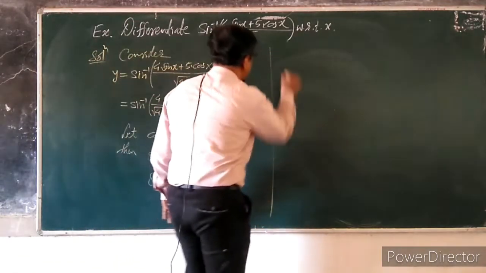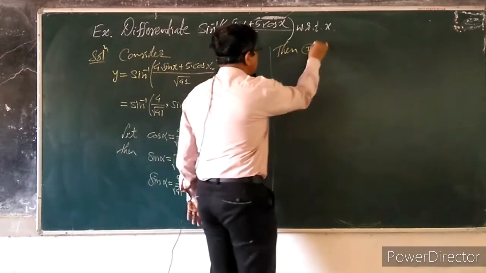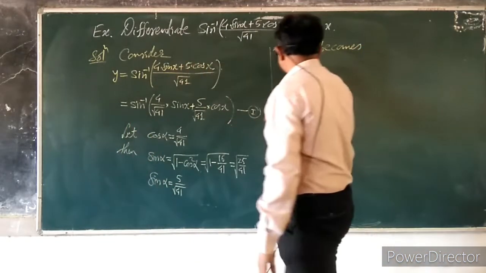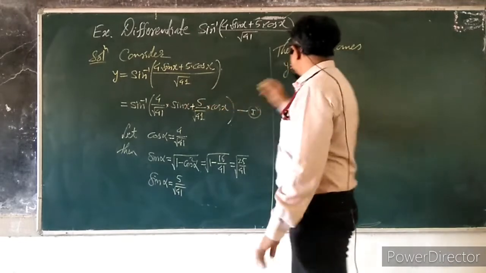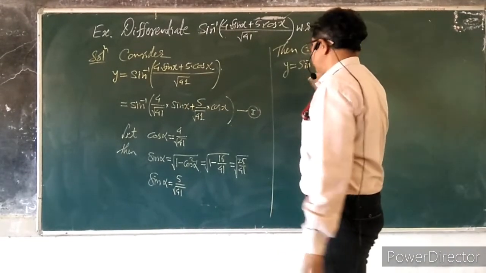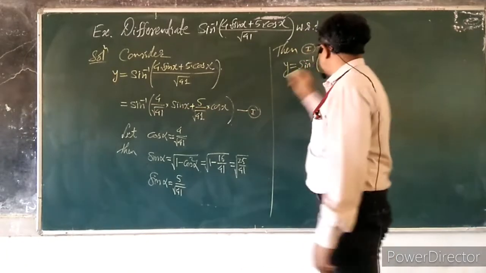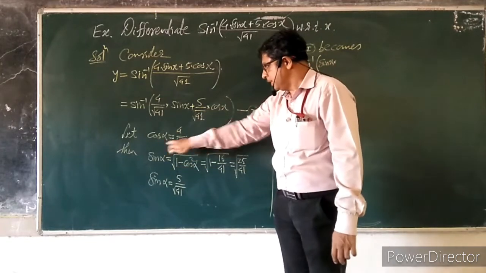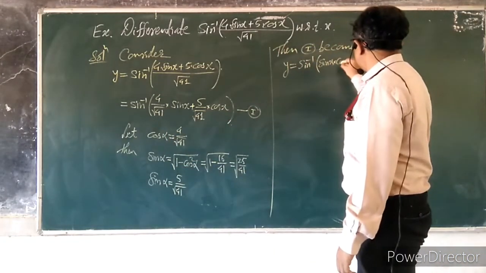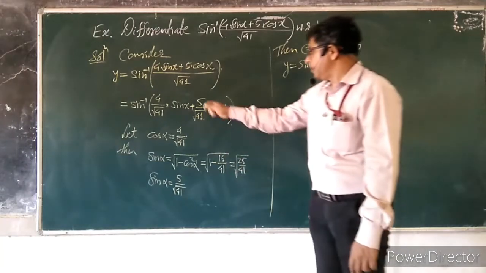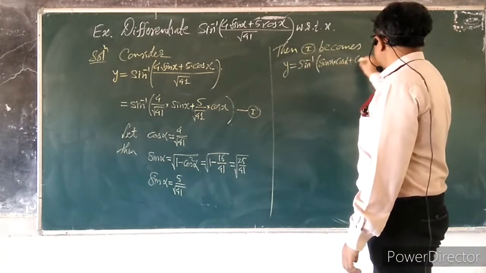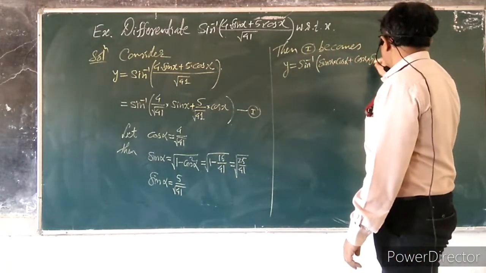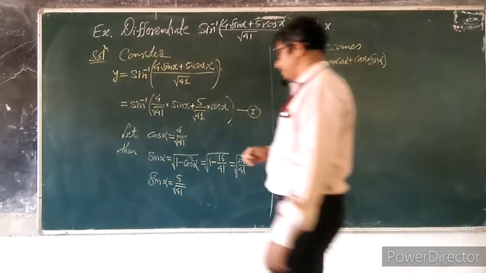Then 1 becomes, see what it becomes, y is equal to sine inverse of, I will write this sin x as it is, into 4 by root 41, we have considered this cos alpha, plus this cos x I will write first, into 5 divided by root 41, we have obtained it as sin alpha. So see these terms carefully.